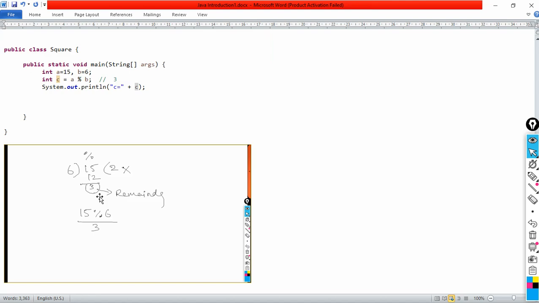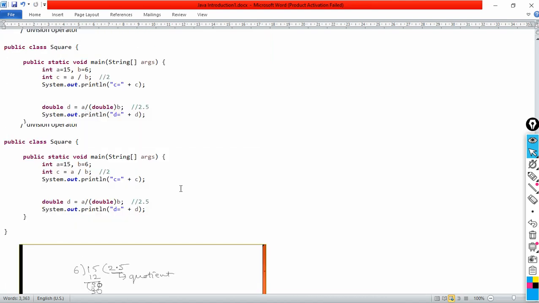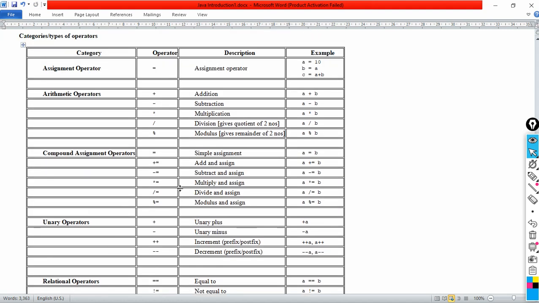So like this we have completed arithmetic operators: plus, minus, multiplication, division and modulus. Now I am going to explain compound assignment operators. This is not required here, let me erase this one. The simple assignment operator we have already completed here.